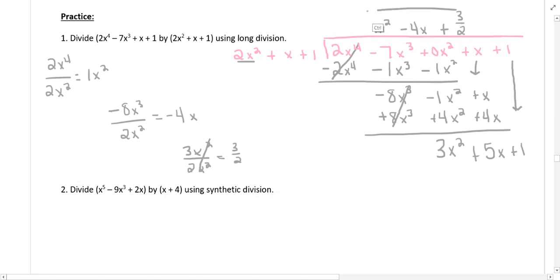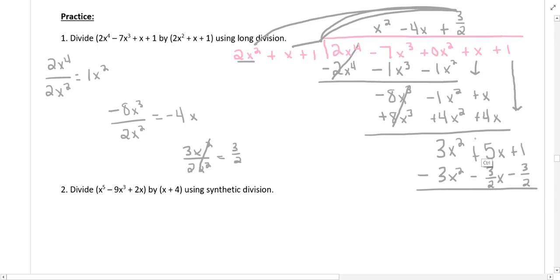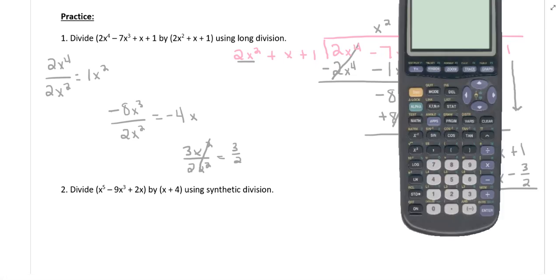So we have 3 over 2 times 2x squared. That's going to give you a 3x squared. Then 3 over 2 times x gives me 3 over 2 x. And then 3 over 2 times 1 gives me 3 over 2. Change all the signs, so these will all become subtraction. And then these will cancel. Let me erase my distribution lines, keep this neat here. So you have 5 minus 3 over 2, or 5 minus 1.5. I'm just going to do this on my calculator.